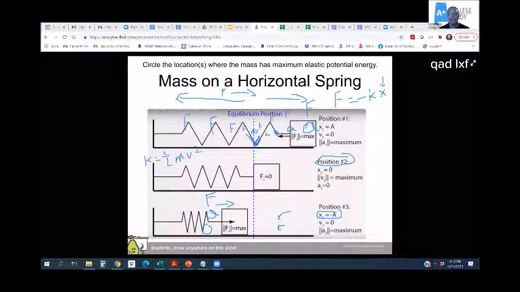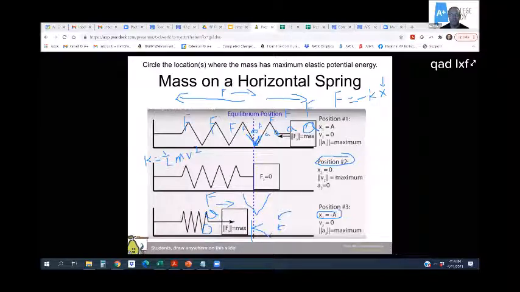So the kinetic energy is always going to be the smallest at maximum displacement, because remember, that thing stops when it gets to maximum displacement. When it starts heading back toward equilibrium, it starts to accelerate. When it gets to equilibrium, we have the maximum velocity. And because kinetic energy is proportional to velocity, the kinetic energy is also a maximum at the equilibrium position.